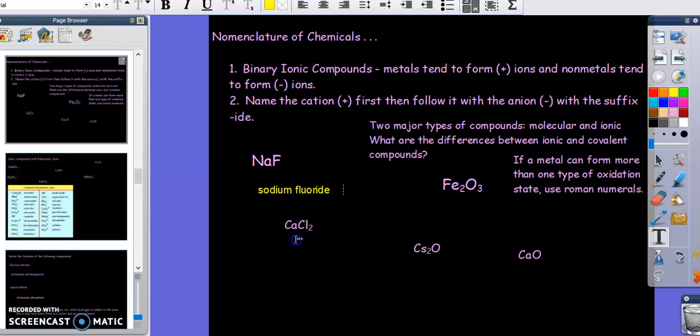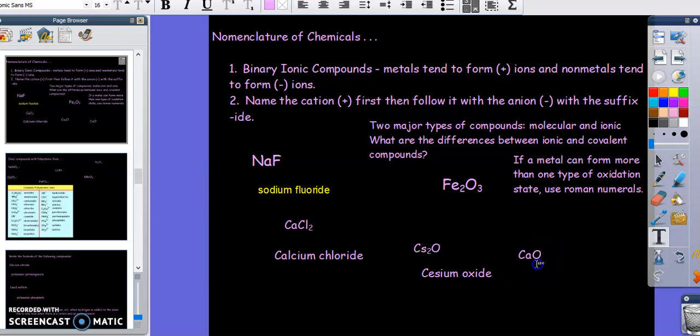Let's take a look at this one here. We're going to name the first element. It is calcium. And then the name of the second element is chlorine, but we're going to change it to chloride. See, I'm already in nomenclature mode. Okay, let's take a look at this one here. So this one is cesium. Let's name cesium, and then oxygen becomes oxide.